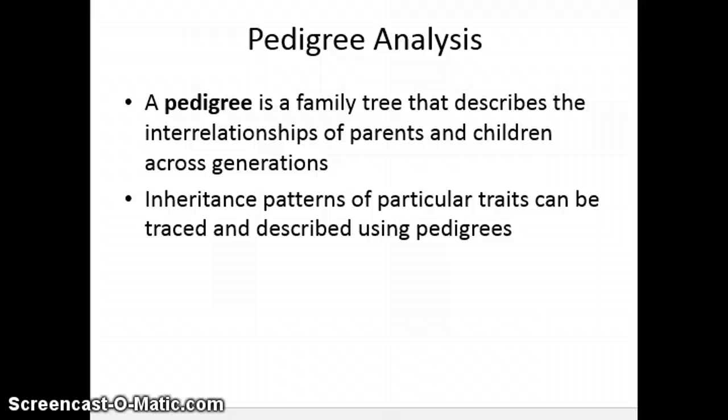We already did some practice with pedigrees, so I'm not going to spend much time on that, but I just want to review a little bit in case you have questions about what a pedigree is and what the basics include. A pedigree is a family tree that describes the interrelationship of the parents and the children across generations. Inheritance patterns of specific traits can be traced and described using pedigrees. So we can use this to follow a trait through different generations, and it's used extensively when we're studying genetic mutations and disorders.